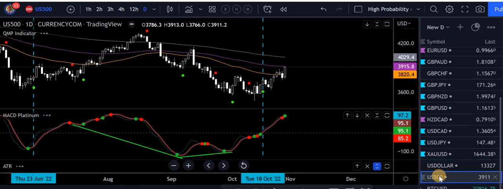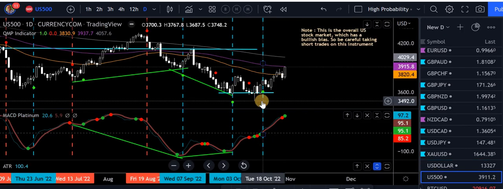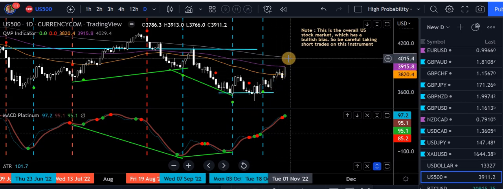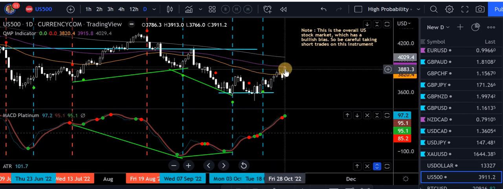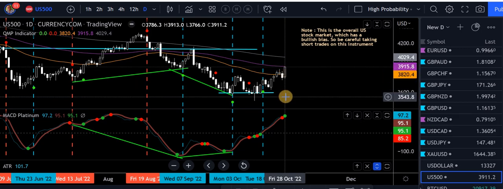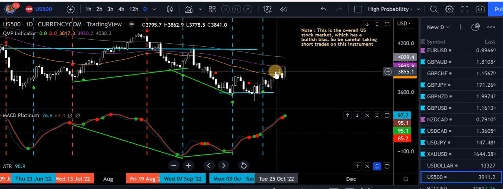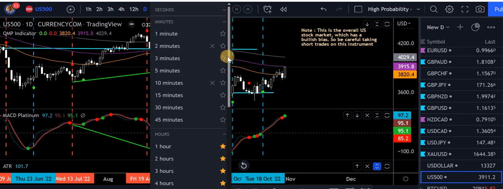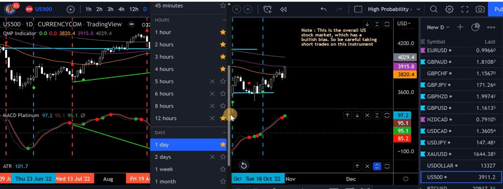US stock market, US 500. Last signal was this dodgy looking buy here. You've got the support level, and it's popped up nicely during the week. It's been a good mover to the upside, and it's going up. Now, whether it continues to go up, who knows? Remember, this is the US stock market, so it has a positive bias.